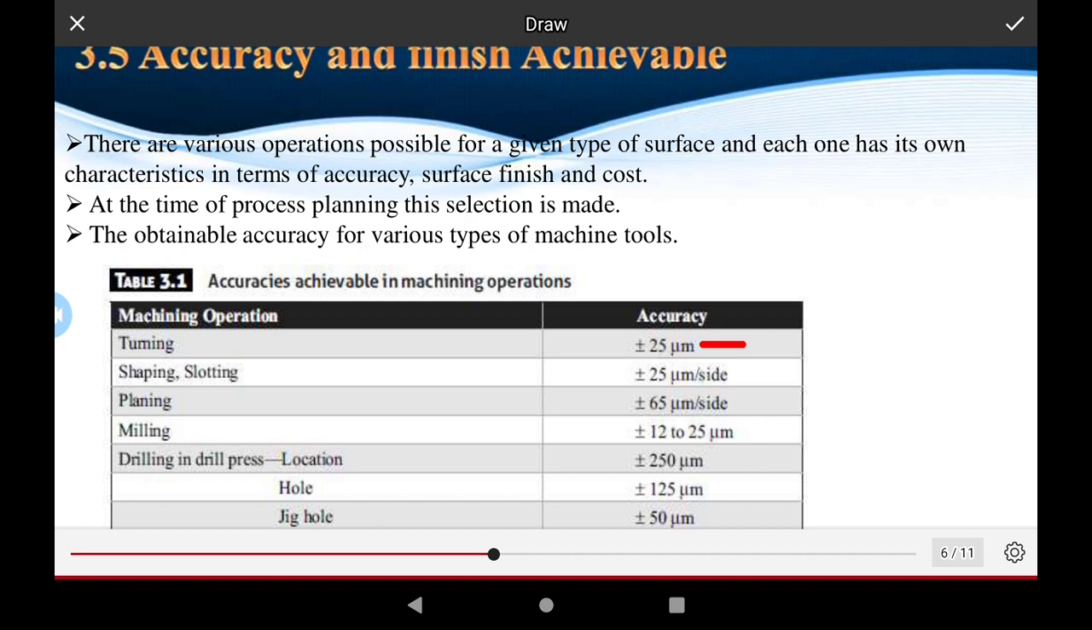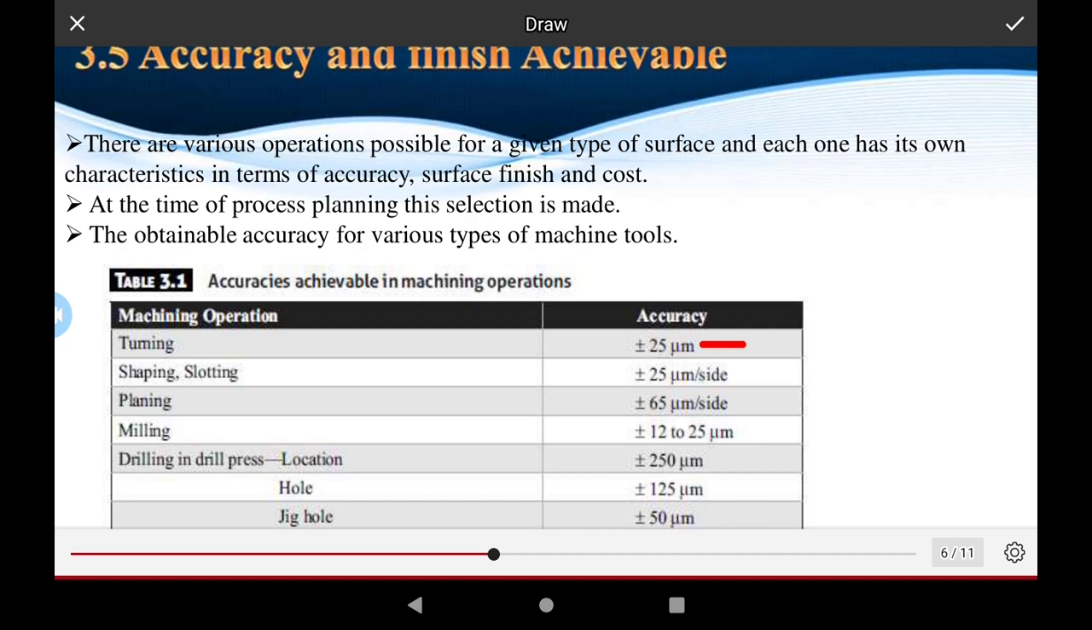Shaping or slotting, the shaping process and slotting manufacturing operation, achieve a very smooth surface of 25 micron per side in this operation. Planing is also used in manufacturing operations; planing depends on the tools and the design of the product and the surface, and achieves 65 micron per side, okay.